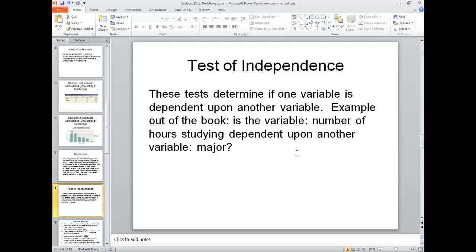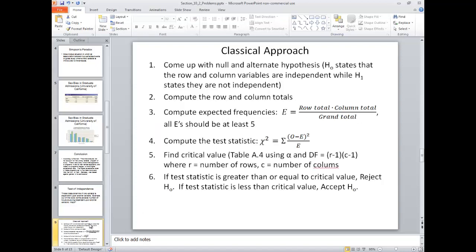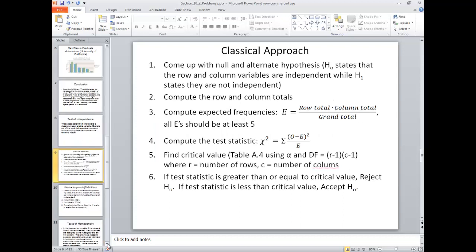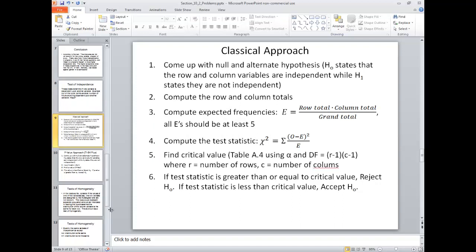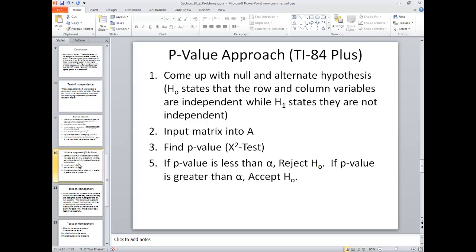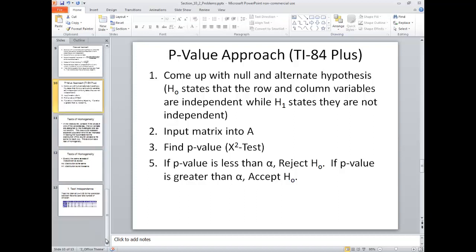Now, we have the test of independence. These tests determine if one variable is dependent upon another variable. An example out of the book is whether the variable number of hours studying is dependent upon another variable, major. Now here's our classical approach. Here we're doing tests of independence, and our classical approach is kind of time consuming, and then we have our p-value approach, where we use the TI-84 Plus, and it'll simplify it quite a bit.